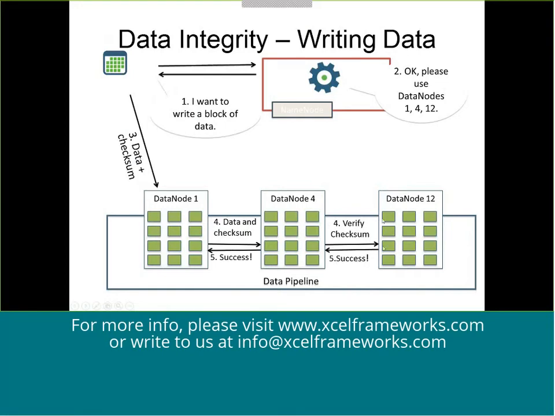Now the replication happens to the third node. The third node will send a heartbeat message to the second node, that is data node 4, indicating the write is successful. The second node, data node 4, will send a heartbeat message to data node 1 indicating the write is successful. It's an acknowledgement. When the first node gets the acknowledgement, it gives back an acknowledgement to the client machine indicating the write is successful. So this is happening for a single block. This entire sequence is for only one block.